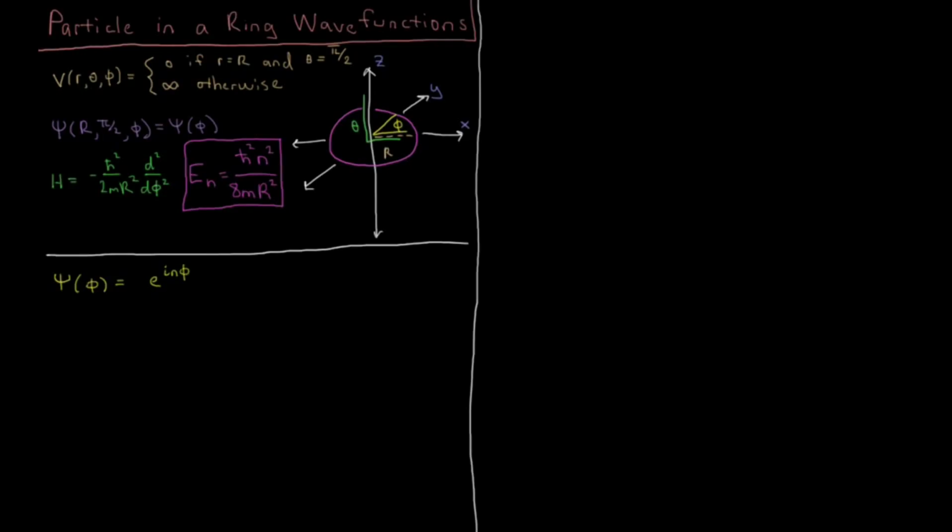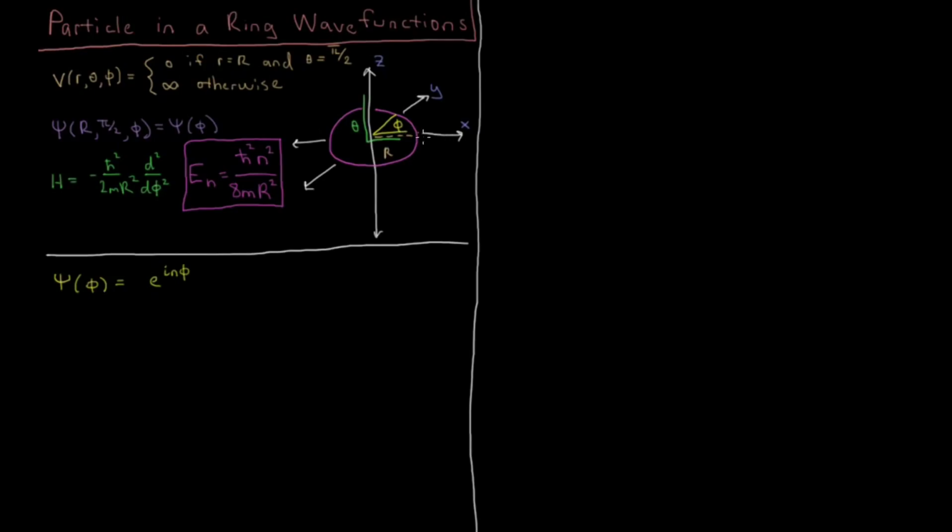Continuing on with the particle in a ring, we solved previously for the Hamiltonian and then for the energies, so we're going to move on now to the wave functions. So we have our particle in a ring model system, which, as we said, has zero potential energy if the radius is fixed at this radius r, and the polar angle theta is fixed at pi over 2, aka perpendicular to the z-axis. And then it's 0 on this ring, under which those two conditions are satisfied, and the potential is infinite otherwise.